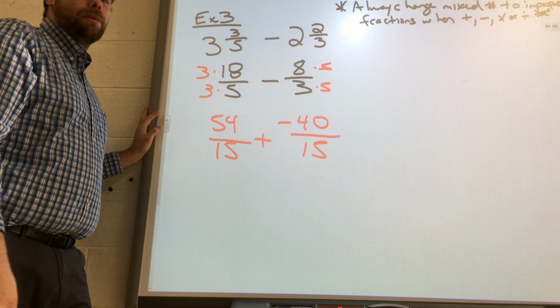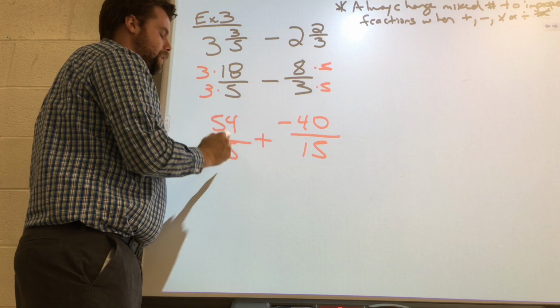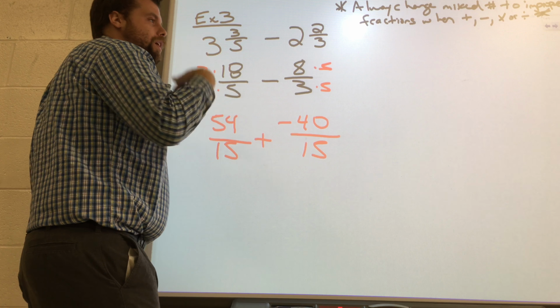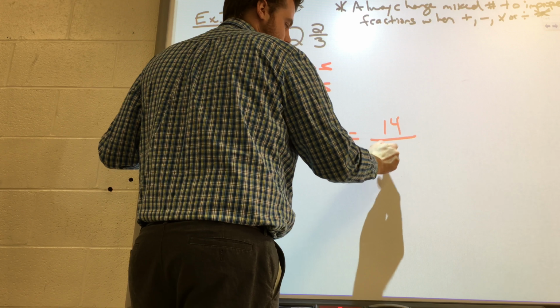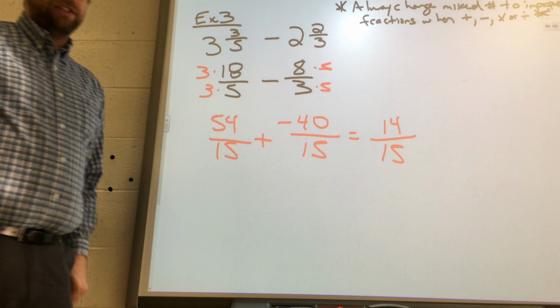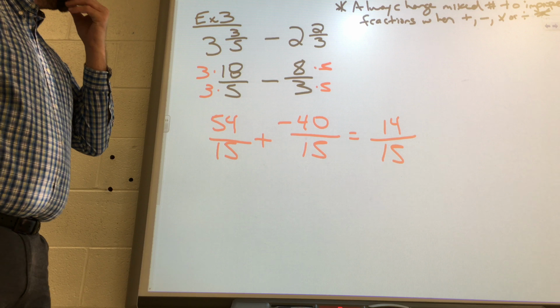Now I have the same denominators. I can add 54 plus negative 40. 54 take away 40, you have 14 left. The denominators do not change. So the answer is 14 over 15.